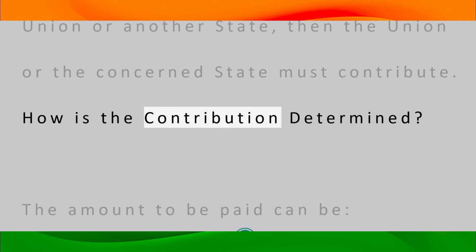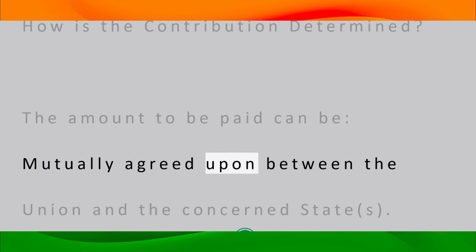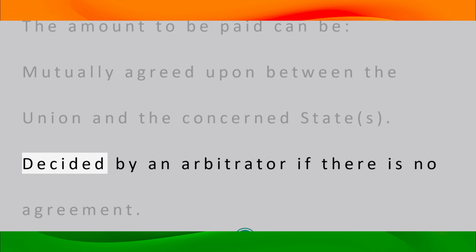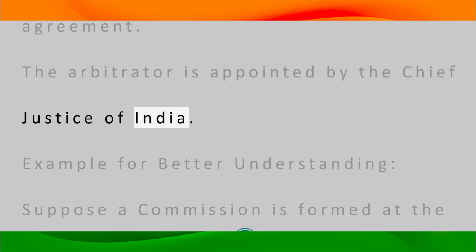How is the contribution determined? The amount to be paid can be mutually agreed upon between the Union and the concerned states, or decided by an arbitrator if there is no agreement. The arbitrator is appointed by the Chief Justice of India.